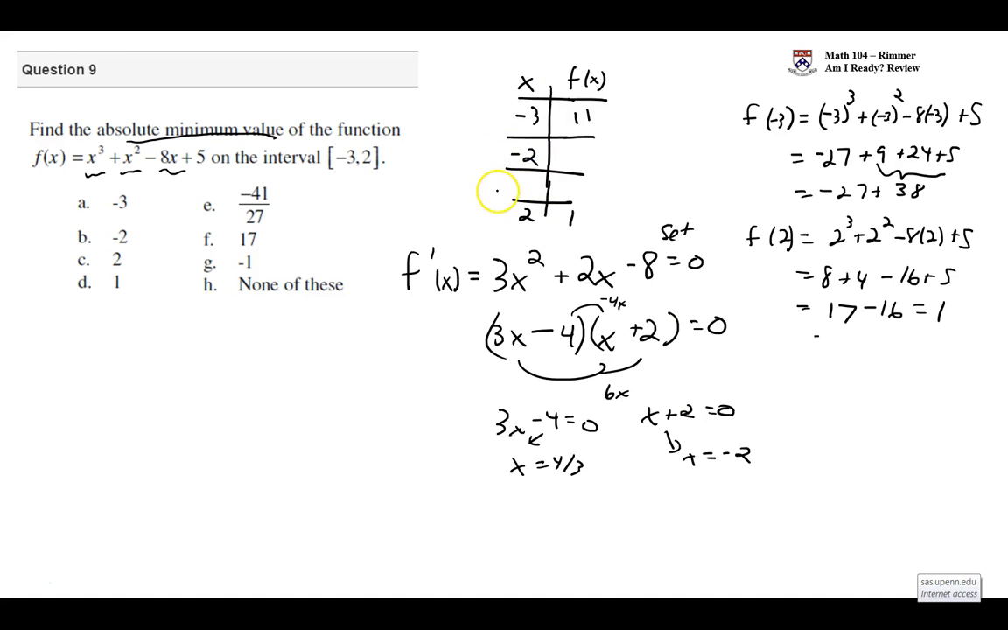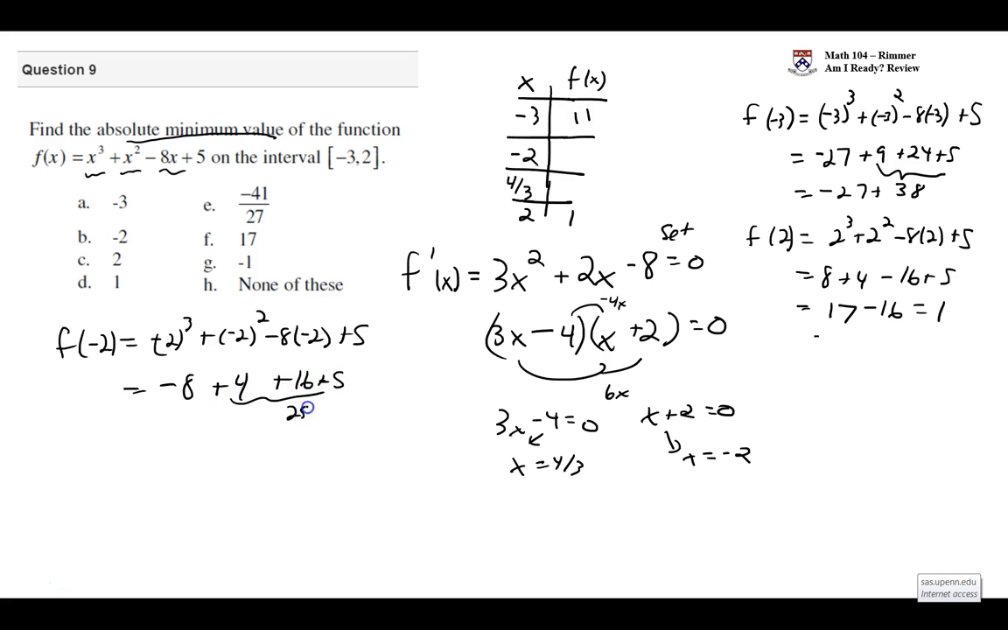We have -2 and 4/3, which just fit inside. So what is the function at -2? Well, you take -2 and cube it, take -2 and square it, take -8 and multiply by -2, and add on 5. That's -8 plus 4 plus 16 plus 5. And that's 25 on the positive side. Take away 8 from 25, and what you get is 17. So that's 17 when you plug in -2.